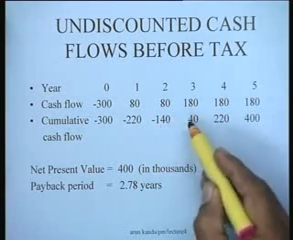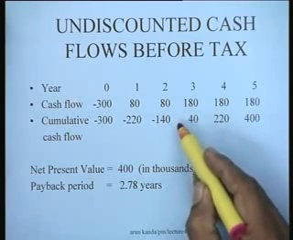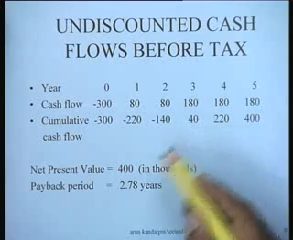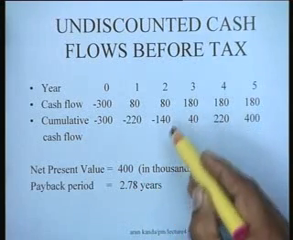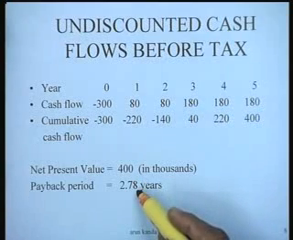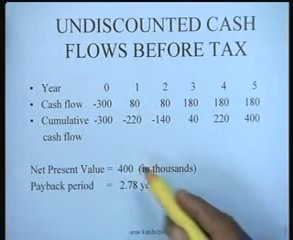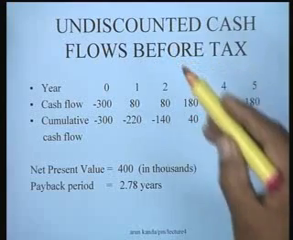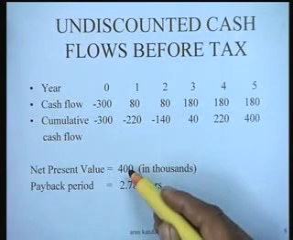So it is obviously in this case going to be 2 plus 140 divided by 180, which is 2.78 years. That's what it is. So we can estimate that in 2.78 years, the money is recovered, so that is the payback period, and the net present value undiscounted, that means for I is equal to 0, is 400. So 400,000 is in fact the NPV.